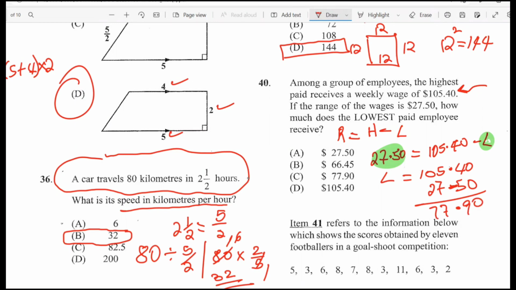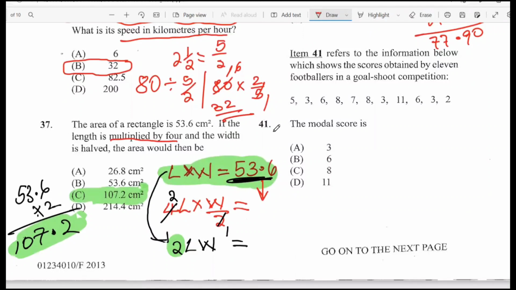And you can check it backwards if you want. You should subtract 105.40 and take the 77.90 from it. You would have seen the range coming up. So you can utilize that statistic formula to help you to find that.